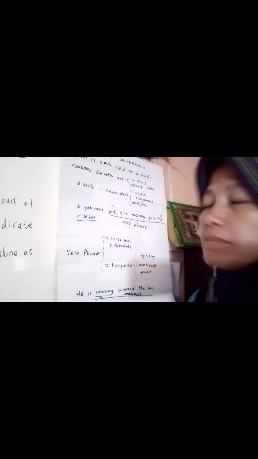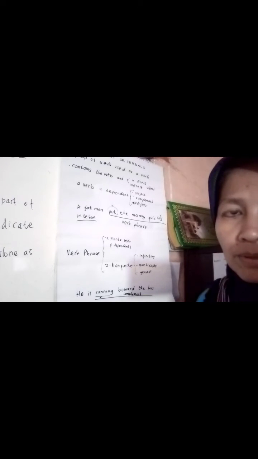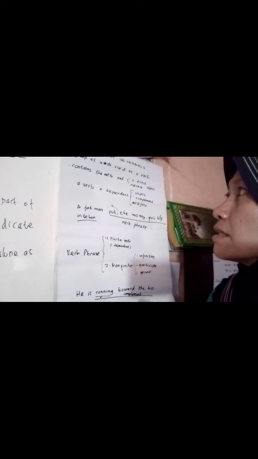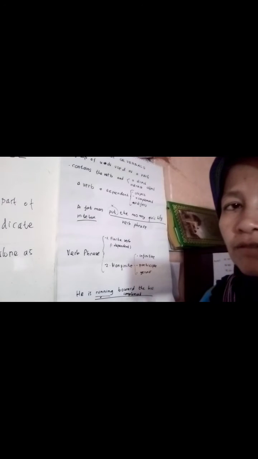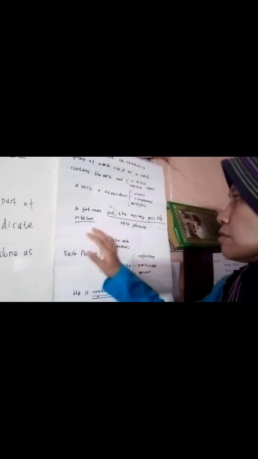The second common phrase is the verb phrase, or some call it the verbals. The verb phrase is a group of words used as a verb. It acts like a verb in a sentence. It contains the verb and a direct or indirect object, or a verb plus dependent objects, complements, or modifiers. For example, a fat man put the money quickly into the box. Put the money quickly into the box is the verb phrase.